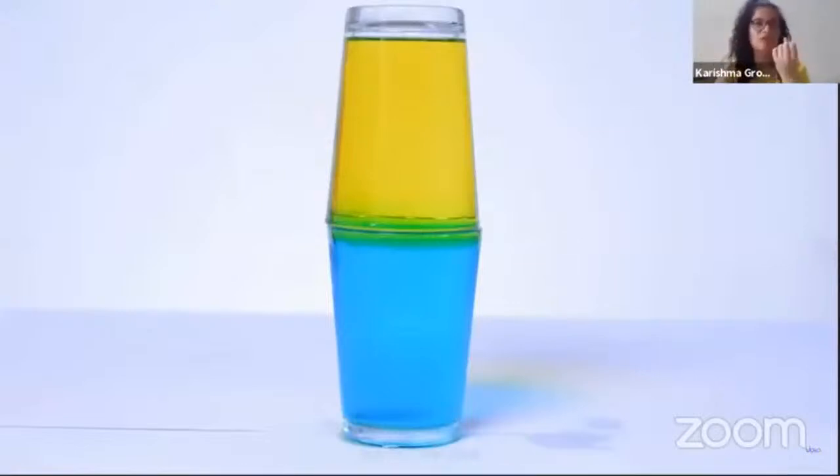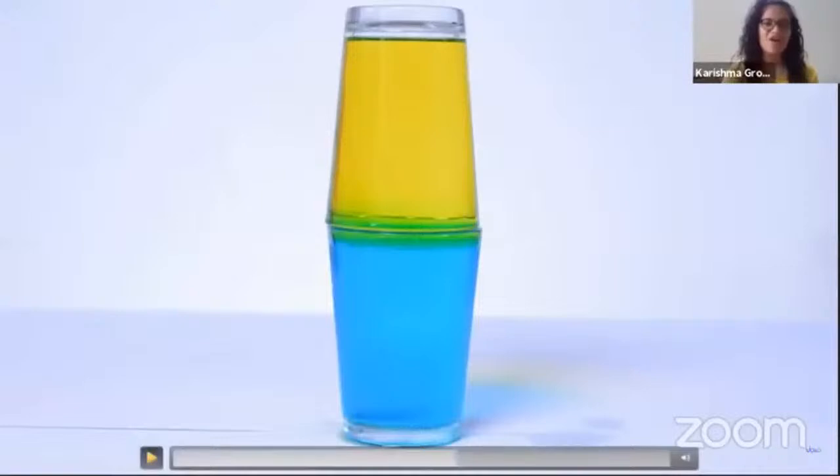Once you take out the coaster, you'll see that they have started merging, but only at the center. Why? Because cold water is heavier, so it stays down. Warm water is lighter, so it stays up. So they don't mix together. Done, everybody? Shall we go ahead and perform the second part of this?